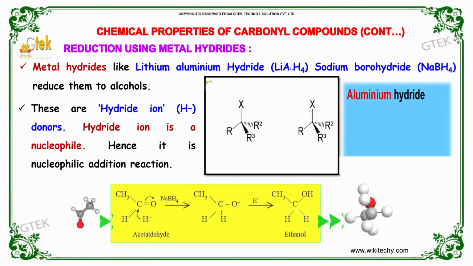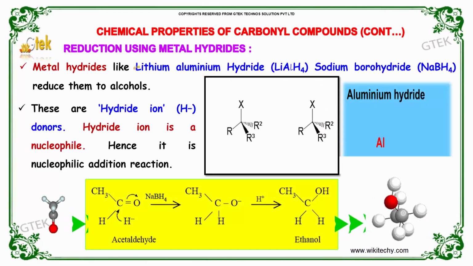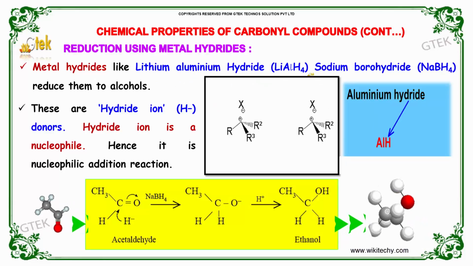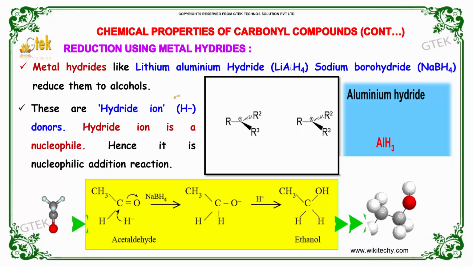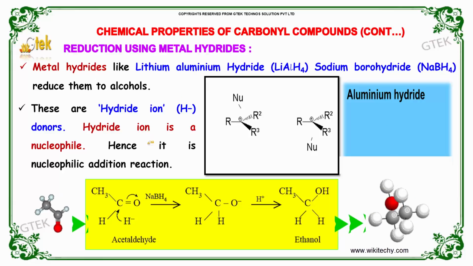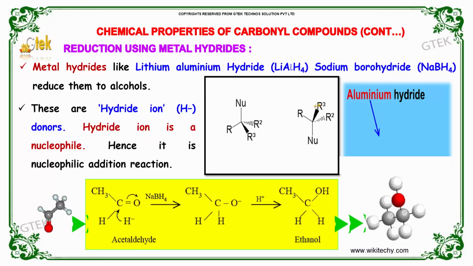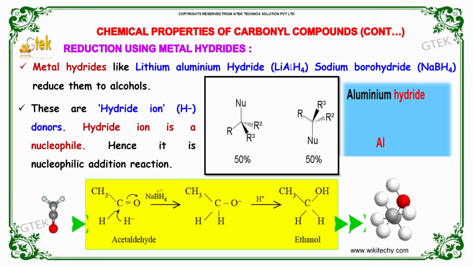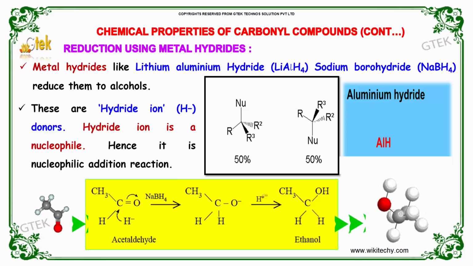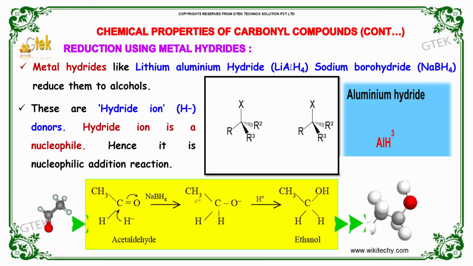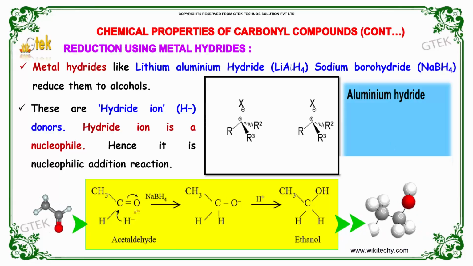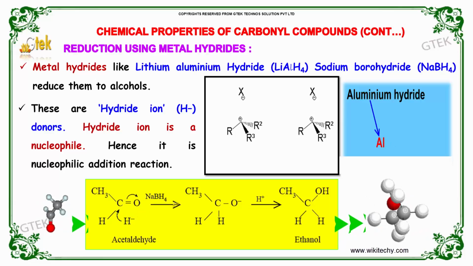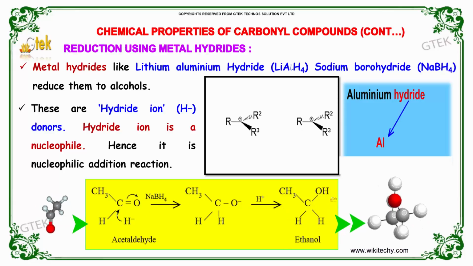Reduction with metal hydrides. Metal hydrides like lithium aluminium hydride or sodium borohydride reduce them to alcohols. These are hydride ion donors. Hydride ion is a nucleophile, hence it is a nucleophilic addition reaction which is taking place. For example, when acetaldehyde is made to react with sodium borohydride and H+ ion, it produces ethanol.